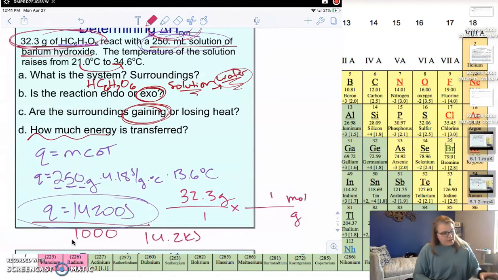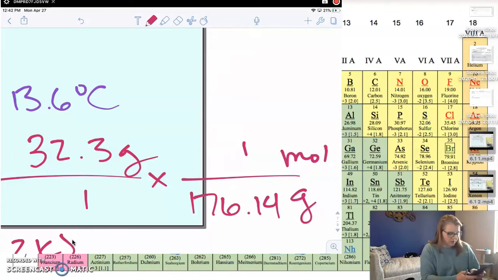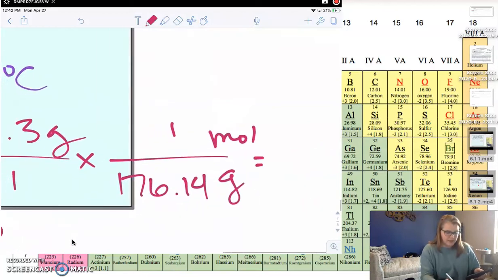So I'm going to figure out the molar mass of this compound. So I've got 6 carbons, so that's 12.01 times 6. I've got a total of 8 hydrogens, so 1.01 times 8. And then I've got a total of 6 oxygens, so 6 times 16. Sorry, I did that all a little fast, for a review of a basic concept. So that's 176.14 grams per 1 mole. 32.3 divided by this value, to 3 sig figs, I'm getting 0.183 moles.